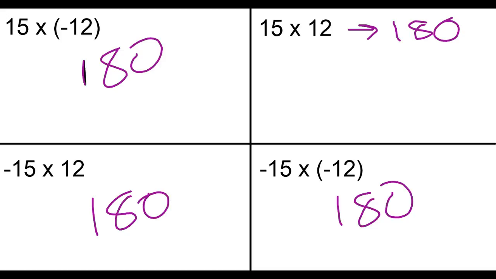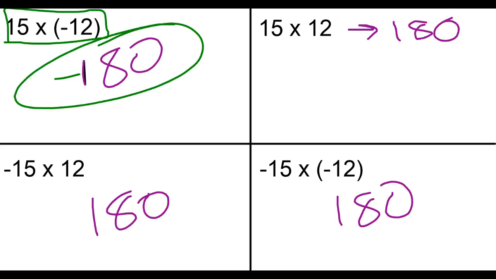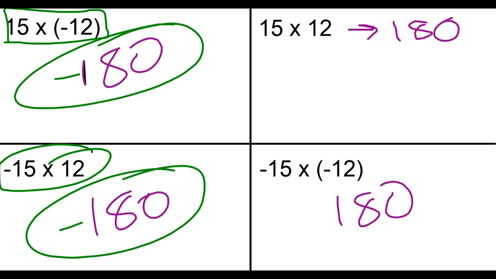Well, in the upper left-hand corner, we have a positive times a negative, so our product is negative. In the lower left-hand corner, we have a negative times a positive, so our product is negative because they have different signs. And in the lower right-hand corner, we have a negative times a negative. They have the same sign, so even though they're both negative, their product is positive.